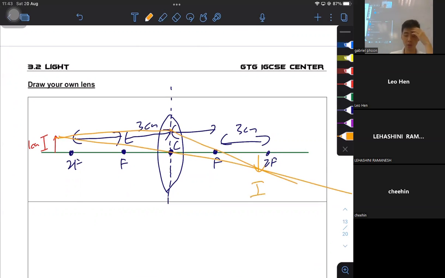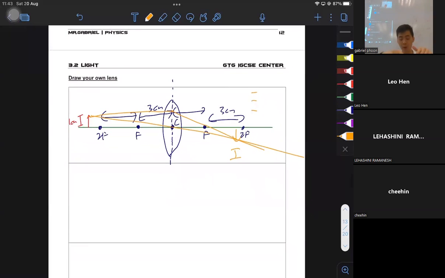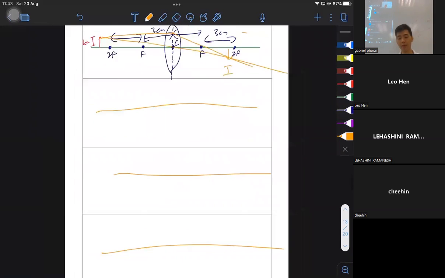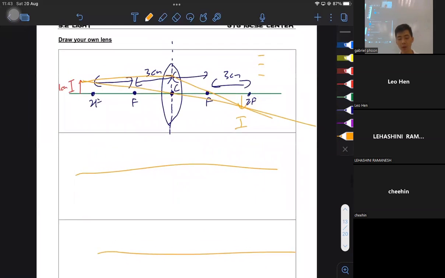Wherever your image is, you're going to tell me the 3 characteristics. Is it real, virtual, inverted, upright, magnified, or diminished? Okay, everyone? Anyone unclear with this instruction? This skeleton, these parameters here are supposed to be drawn exactly the same as all the other 4 boxes here.